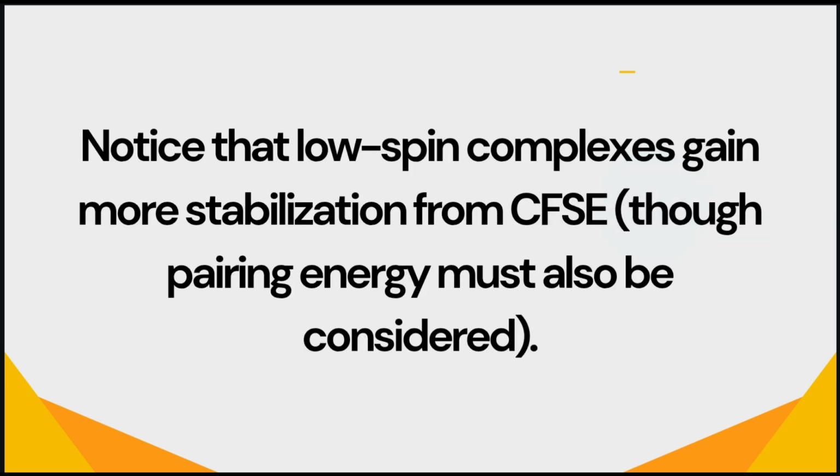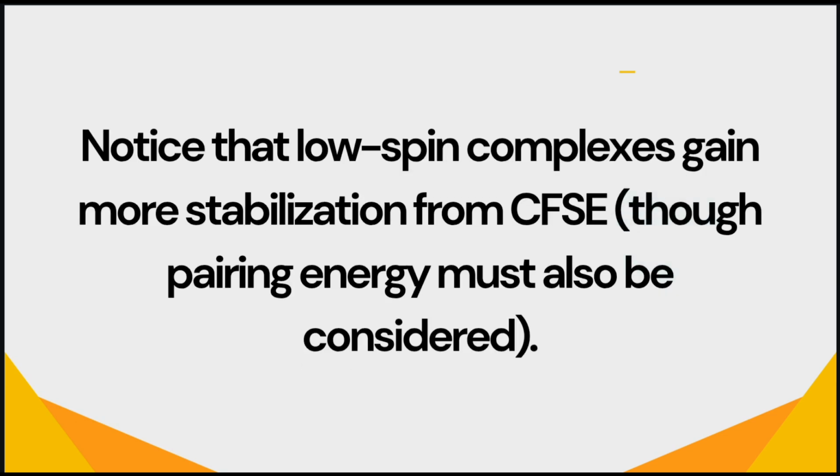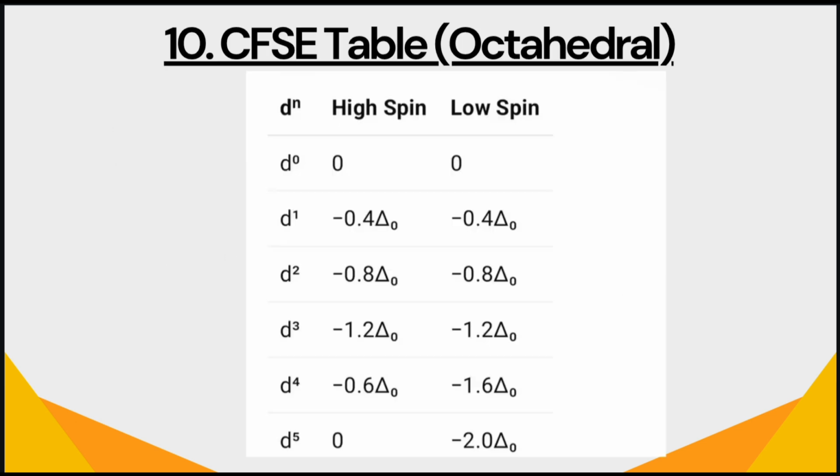Now notice that low spin complexes gain more stabilization from CFSE, though pairing energy must also be considered. See here, in the t2g orbital pairing is present, so it is more stable through CFSE. Now we'll see the CFSE table for octahedral complexes. This is very important for the exam, you must remember it so that you can save time.